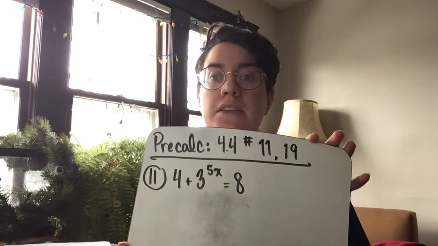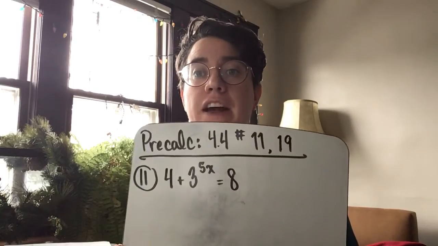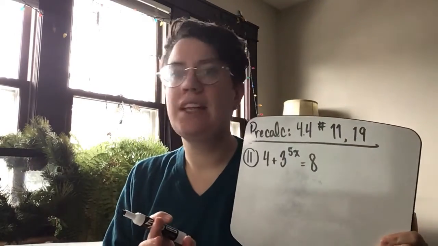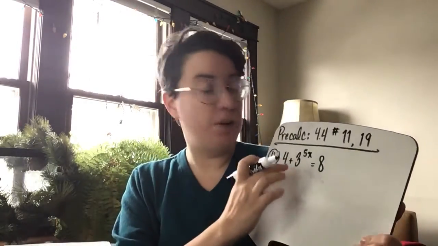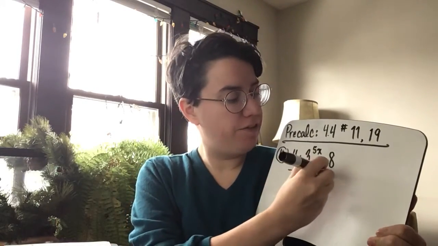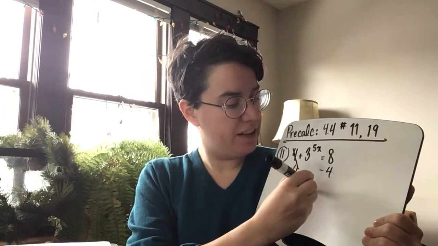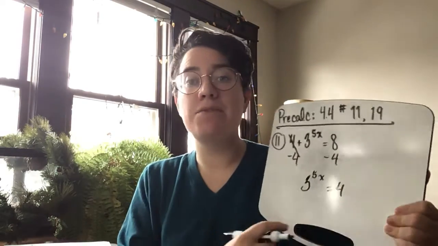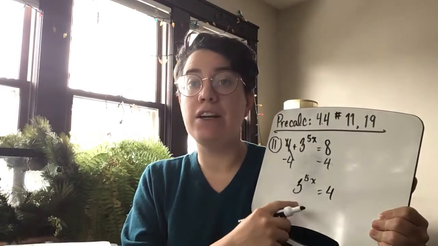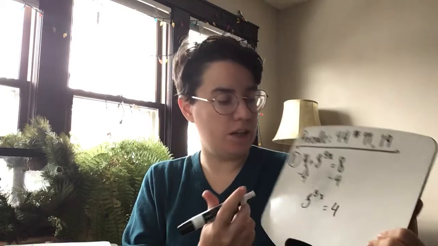So for 11, we've got 4 plus 3 to the 5x equals 8. And so for this one, it's really important that we get the exponential term by itself first. So we subtract 4 from both sides, and we end up with 3 to the 5x is equal to 4. And this is why we need a calculator, because if this is like 3 to the 5x is equal to 9, or something that could be written in base 3, you wouldn't need a calculator.